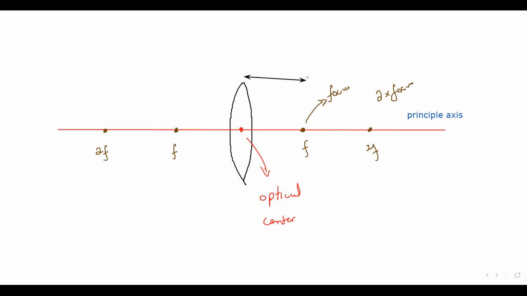The distance between the focus point and the optical center, the center of the lens, we call that focal length. Is it clear? The points, the labels for a convex lens.